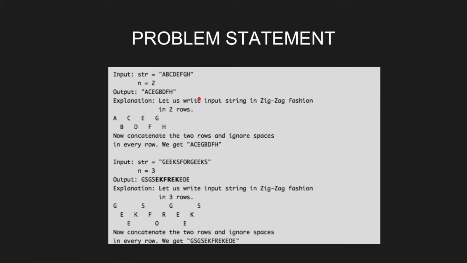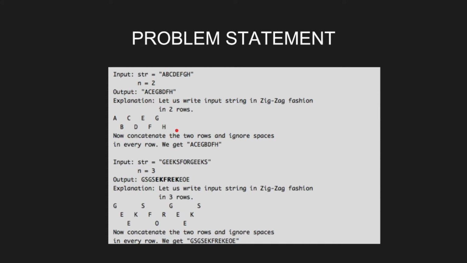ACEGBDFH. First, let us write the input string in zigzag fashion in two rows this way. Now, concatenate the two rows and ignore the spaces in every row. We get ACE, BD, FH.